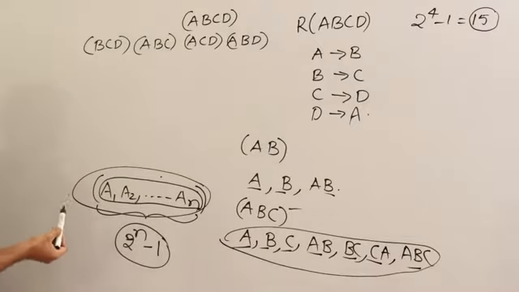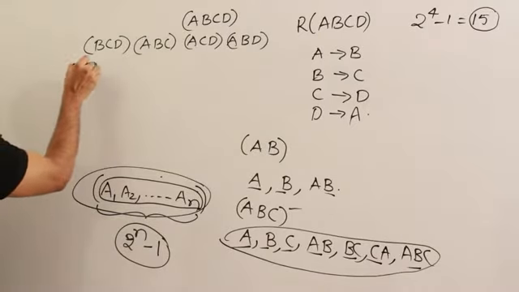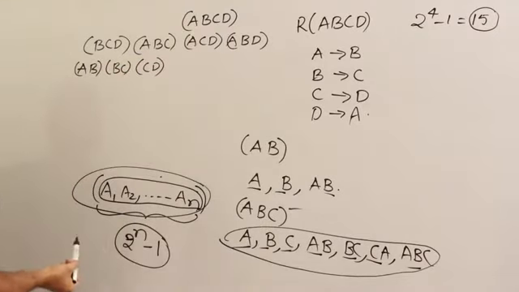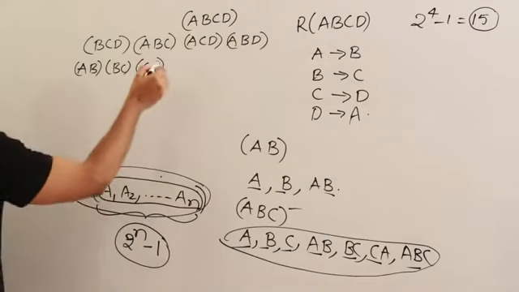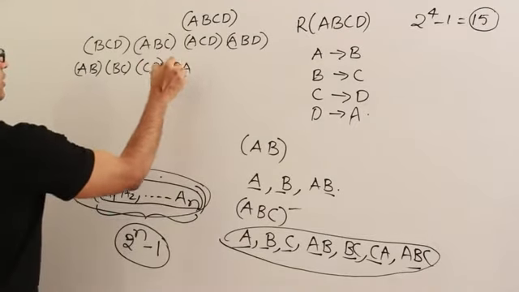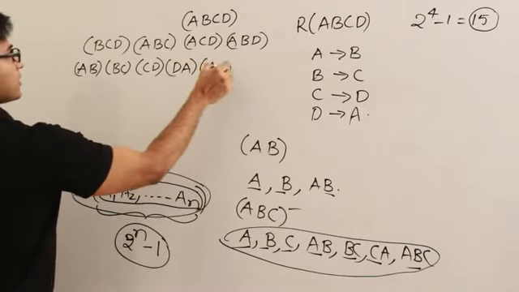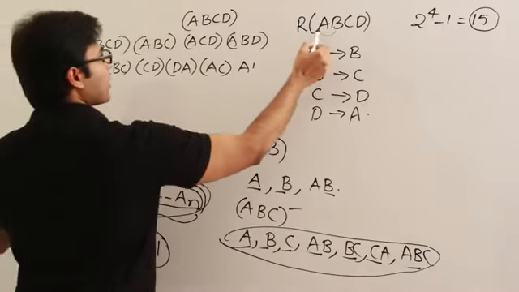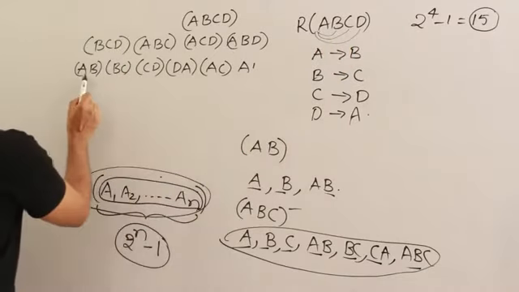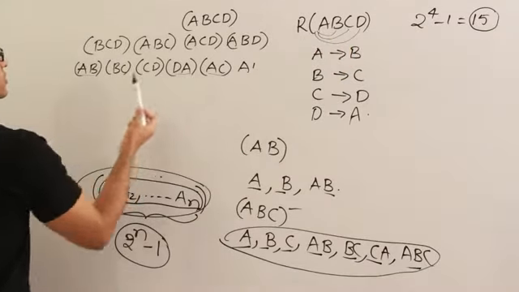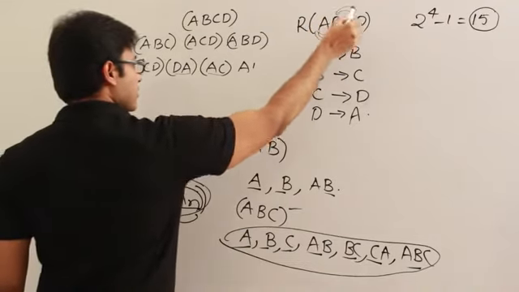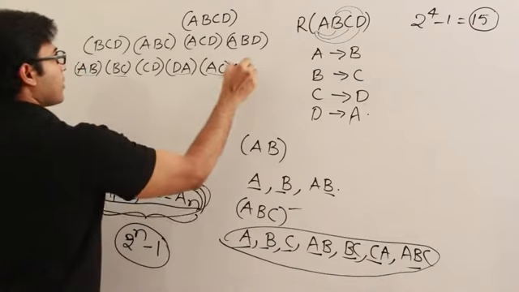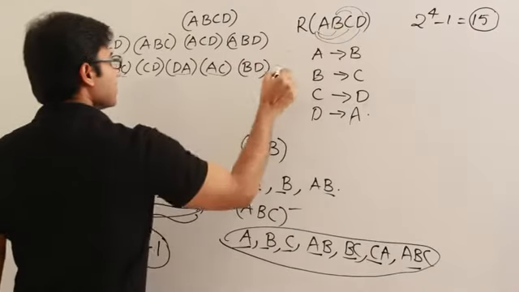Now I want to see the possible candidate keys of length 2: AB, BC, CD, and DA, and AC, AD. AD is over, so AB is over, AC is over, AD is over, and then BC, BD. BC is over, BD is not over, BD, and then CD.